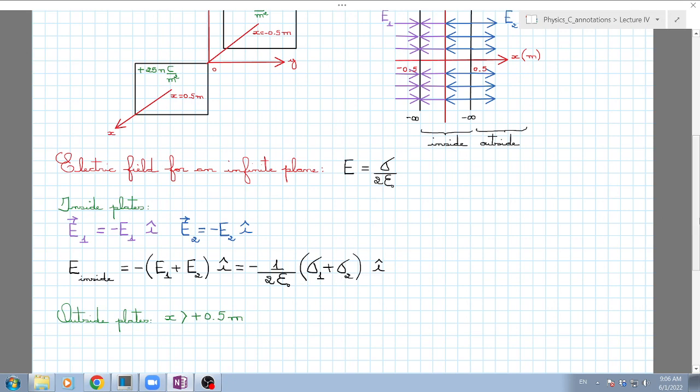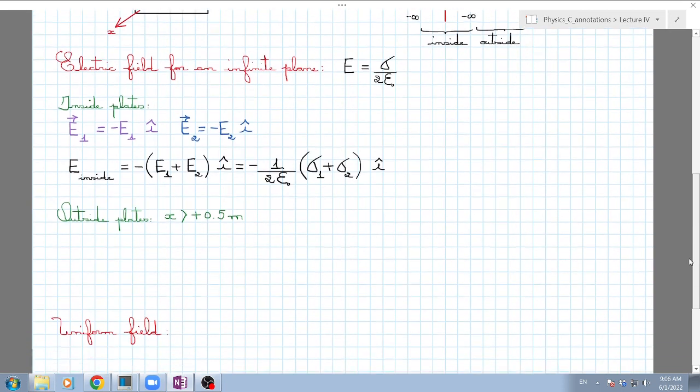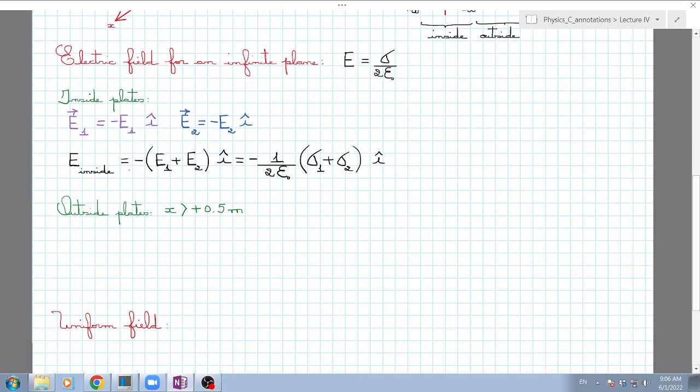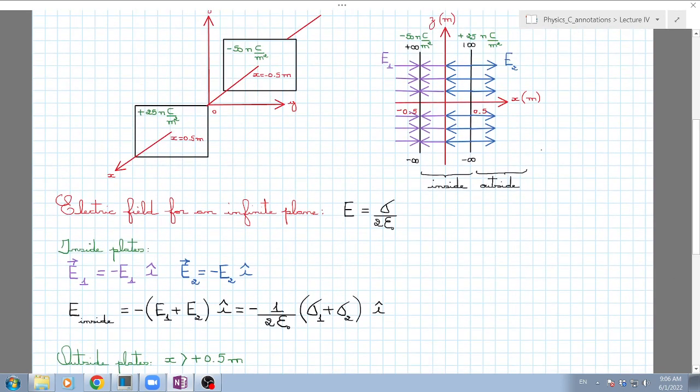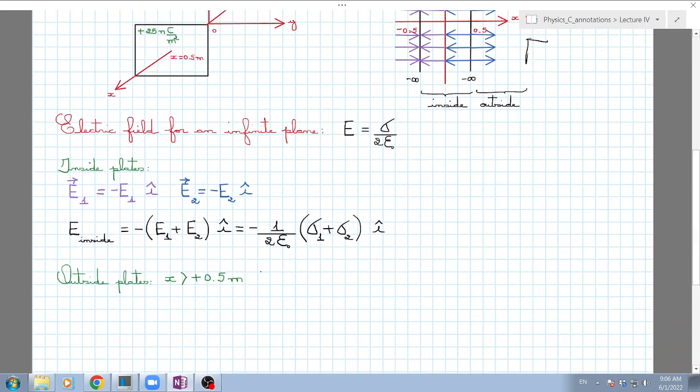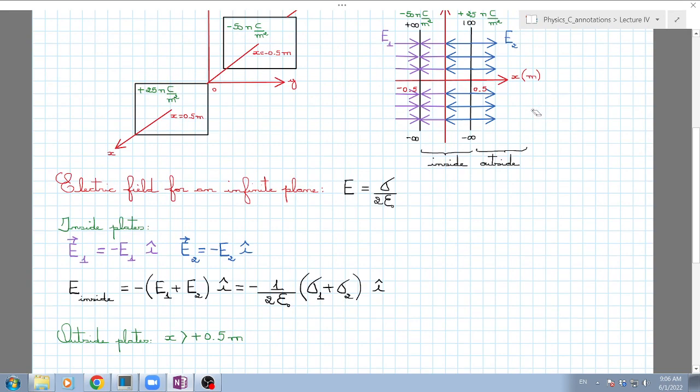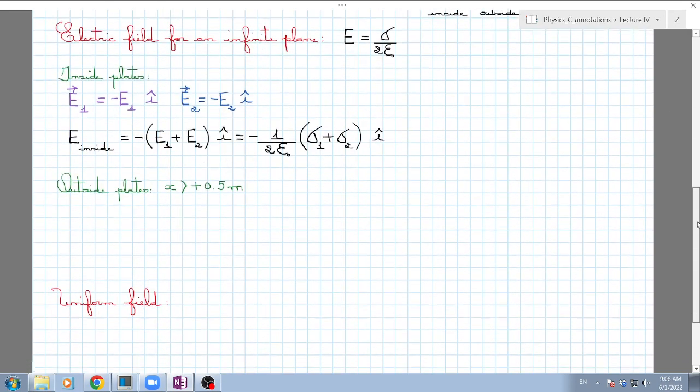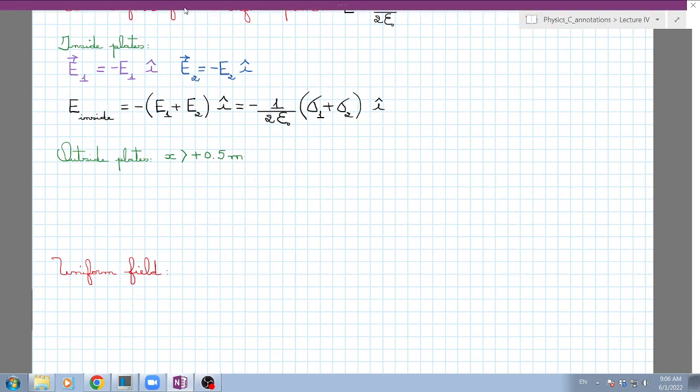Right. Okay, and let's analyze our electric field outside the plates. But I'm not interested in every single point. I'm just interested in points around this region here, for x greater than 0.5 meters. So I'm interested right here, on the right side of the positive plate. Okay, let's go there.